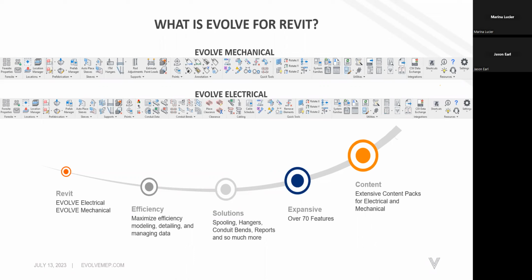It's expansive. There's been a lot of time put into these plugins. They've been developed for over 5 or 6 years now, and so we've got around 70 features plus. We also have a content pack. Family creation is another kind of specialized skill, but we do ship with a very extensive content pack for electrical and a different one for mechanical.